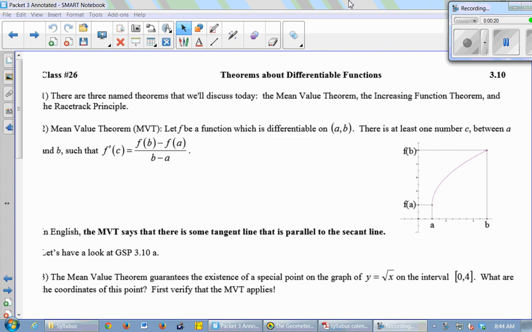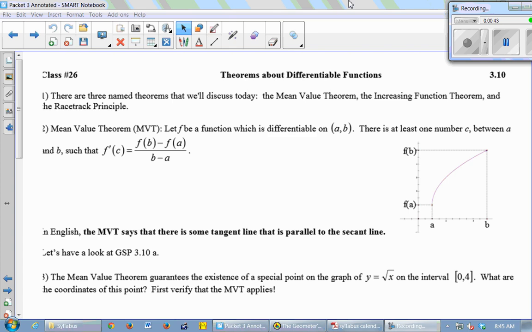All right, so the mean value theorem says that if f is differentiable, which means it has to be continuous and it has to be smooth, that's sort of a layperson definition of differentiable, smooth and continuous, on an interval from a to b, then there is at least one number c between a and b, so that f prime of c equals f of b minus f of a over b minus a.